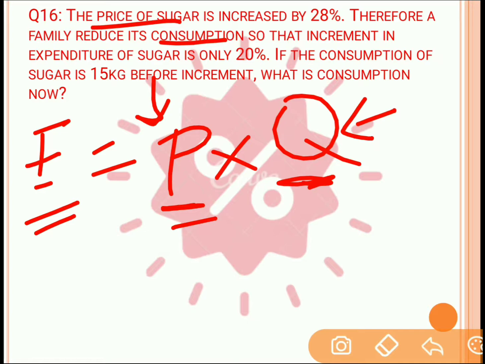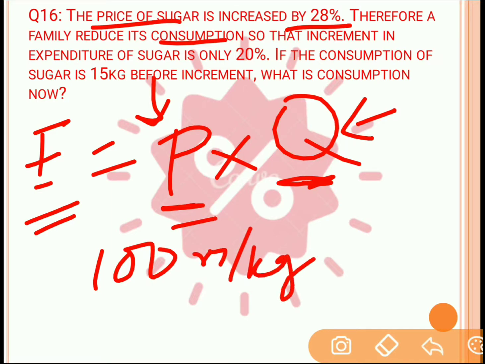Now we have seen that the price of the sugar has increased by 28%. So let's say initially the price of the sugar was 100 rupees. So let's say 100 rupees was the initial price per kg and it has been increased by 28%. So the final price after the increment is 128 rupees. Now the family reduces consumption so that increment in the expenditure is 20%. So the initial expenditure is E. Finally, after the price of sugar increased, the consumption has reduced so that expense will increase only by 20%.